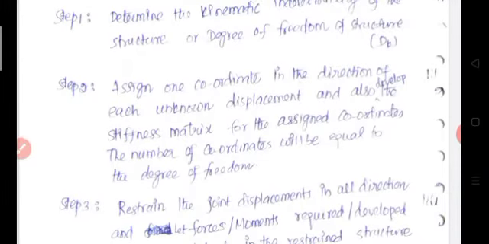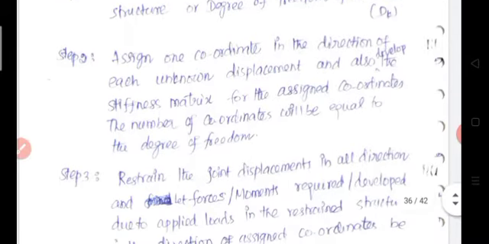The second step is to assign one coordinate in the direction of each unknown displacement, and also develop the stiffness matrix for the assigned coordinates. The number of coordinates will be equal to the degree of freedom. So in the second step, we should assign the coordinates for each unknown displacement. Then develop the stiffness matrix for the assigned coordinates. The order of the matrix is equal to the degree of freedom.